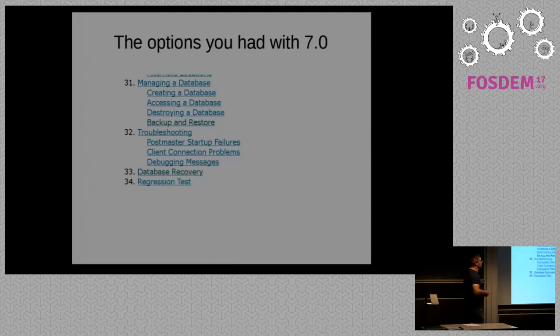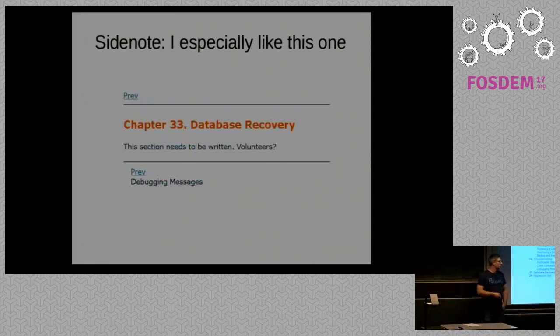Certainly should. So with 7.0, this is what you had. You had a chapter backup and restore, and you had a chapter database recovery. Backup and restore was basically logical backup. We'll come to that in a second. Database recovery was this.